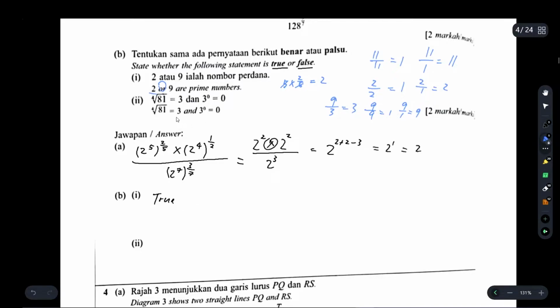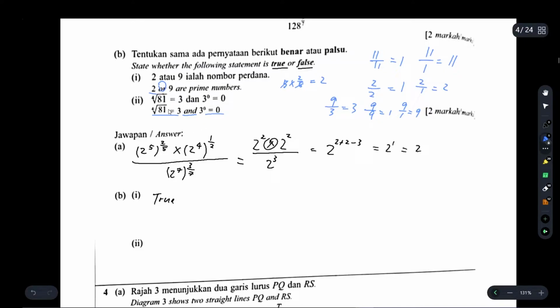Okay, now you can see the word "and". What is the meaning of "and"? It means that if one of them is true, let's say this is true and this is false, then the statement is false. But on the other hand, if both of them are true, then the statement is true. If one of them is false, although the other is true, then the statement is false. It's not like the word "or", it's "and". So this is actually pretty simple.